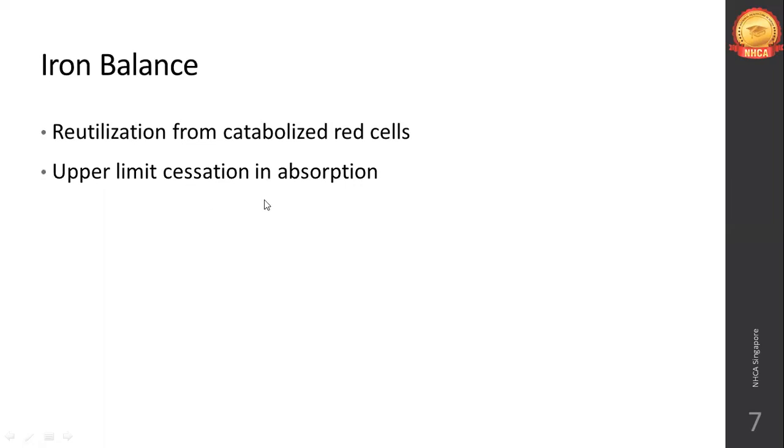Then we have the upper limit cessation in absorption. It's a very rare situation. When you have enough iron in your diet, like you are not deficient in your liver, spleen, or blood circulation, you have more than enough iron and you don't require any further iron, automatically a message is sent to your intestine not to absorb any more iron. So that is upper limit cessation in absorption. We have reached an upper limit. If we take more iron, it will lead to toxicity. So automatically your system goes into a stage of cessation.